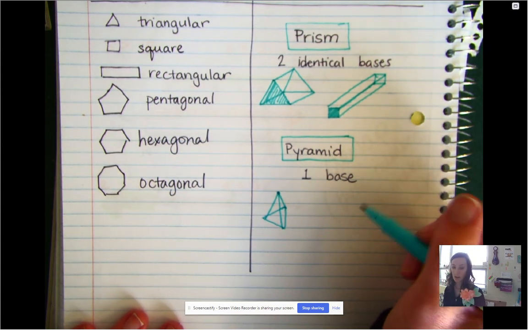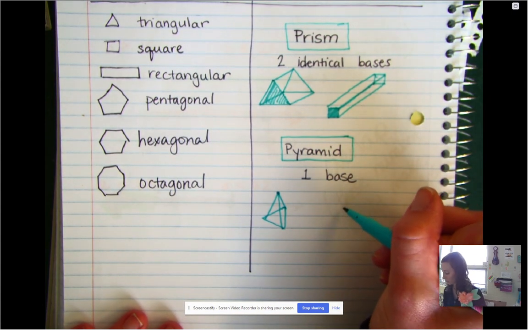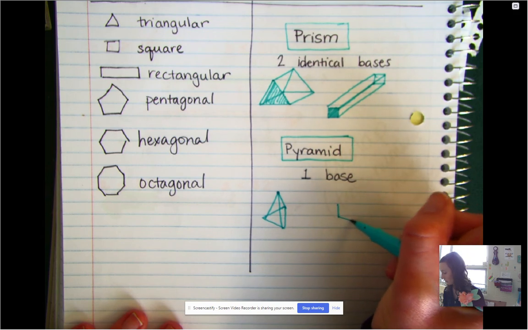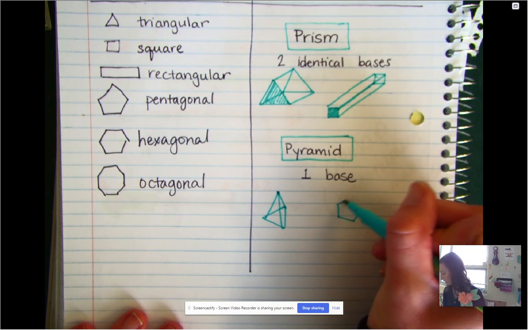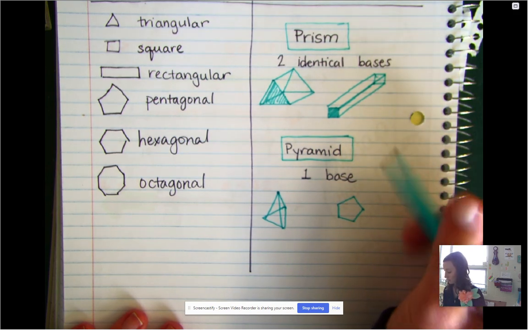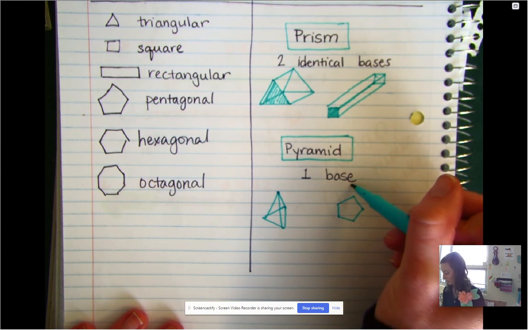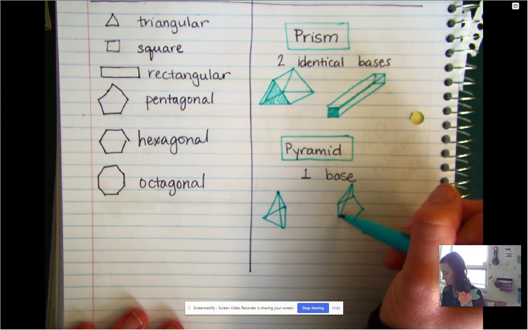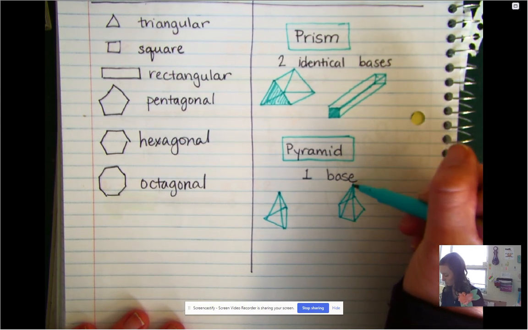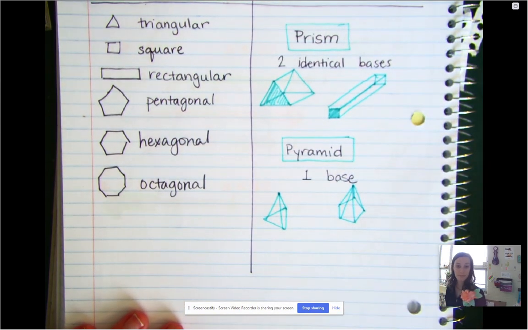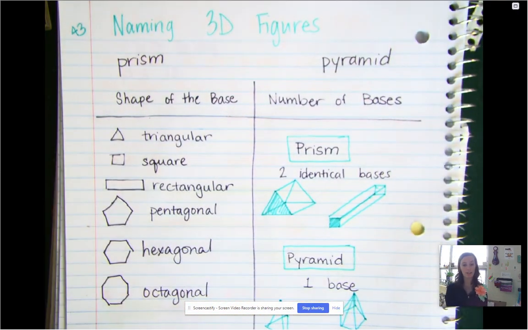Let's say I had to do a pentagonal pyramid. I would start by drawing a pentagon, which has 5 sides. Pick a spot up here for my apex and connect the apex to each of the 5 corners. There you go. Now you know how to name and draw 3D figures.